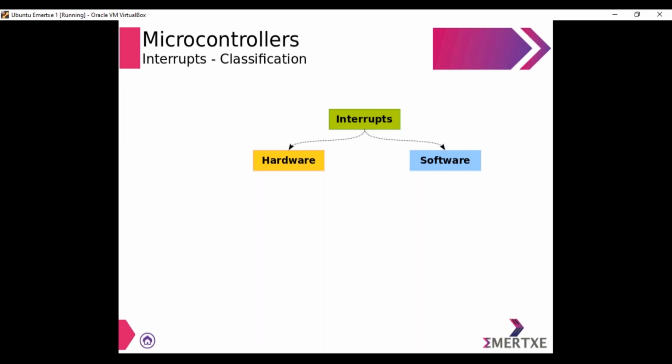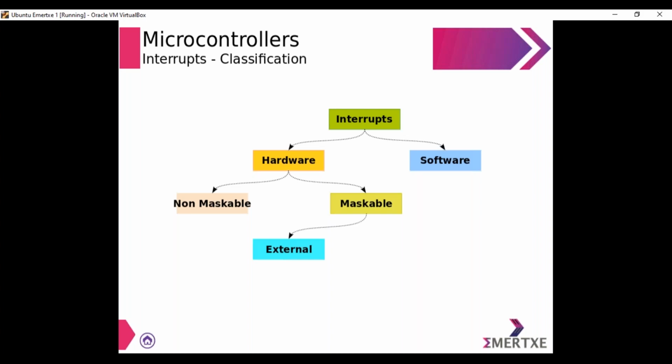Now, hardware interrupts are further classified into non-maskable interrupts and maskable interrupts. Non-maskable interrupts are the ones which cannot be avoided, and maskable interrupts are the ones which can be ignored for some time being. Maskable means it can be ignored. Non-maskable means it cannot be ignored. Non-maskable interrupts should be taken care of immediately, but maskable interrupts can be ignored for some time. So that's the difference between non-maskable and maskable interrupts.